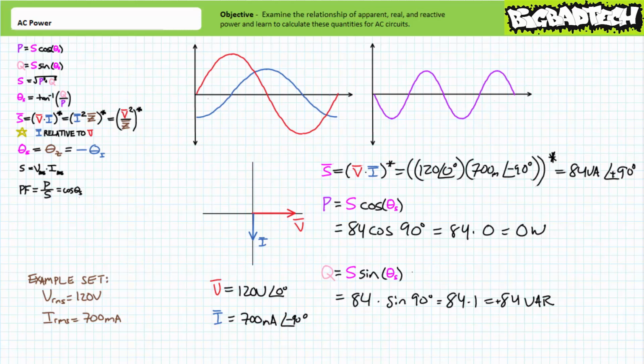Q equals S sine theta S. Substituting in our given values yields a reactive power figure of positive 84 VARs, meaning that all of apparent power is now being directed towards the cyclical interchange of reactive power. Additionally, note reactive power is a positive sign, indicating that the element in question is inductive in nature and current lags voltage. In summary, all apparent power is now being directed towards a reactive interchange because none of it is being directed towards real power, exactly as we anticipated.